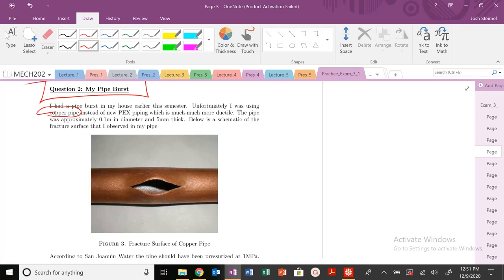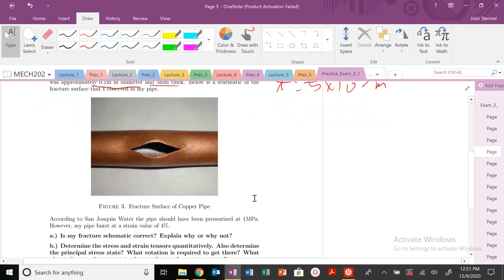So, anyways, my pipe was 0.1 meters in diameter, 5 millimeters in thickness. My radius is equal to 0.05 meters. My thickness is equal to 5 times 10 to the minus 3 meters. Below is the schematic of a fracture surface that I observed in my pipe. I'm going to write my coordinate system already: 1 in the 2 direction.